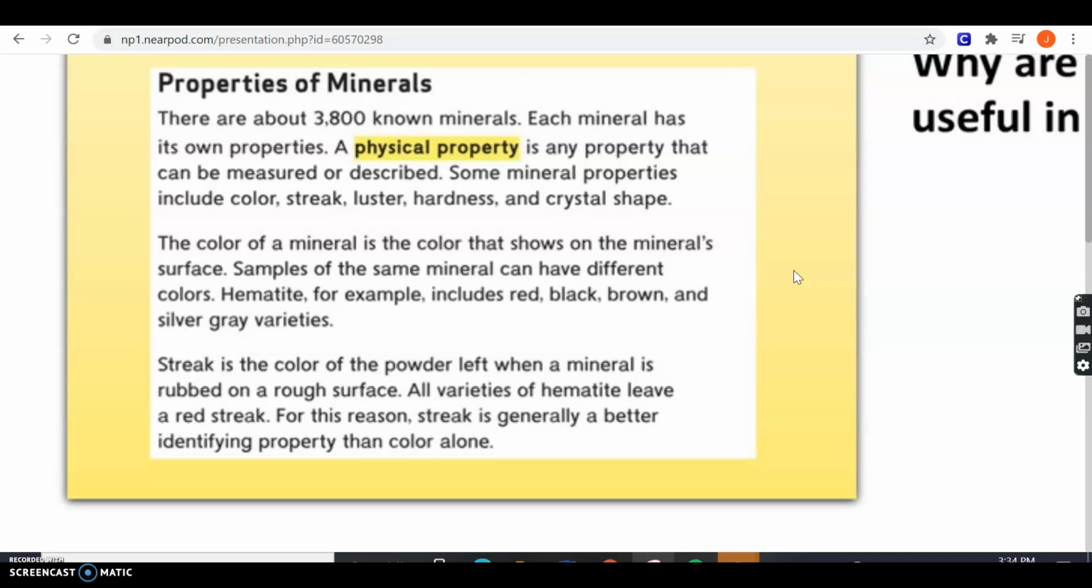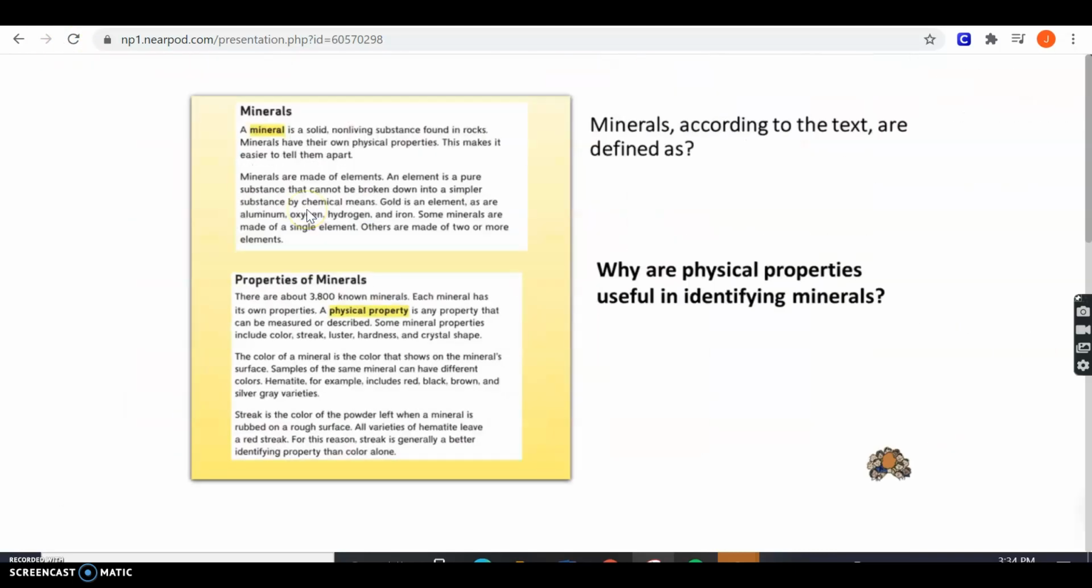Streak is the color of the powder left when the mineral is rubbed on a rough surface. All varieties of hematite leave a red streak. For this reason, streak is generally a better identifying property than color alone. So now on the next 2 slides, you're going to answer this question first and then this question.